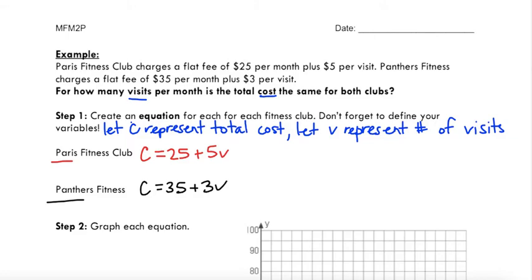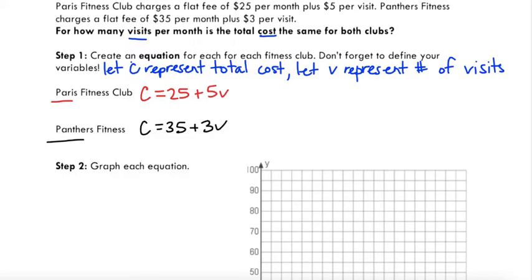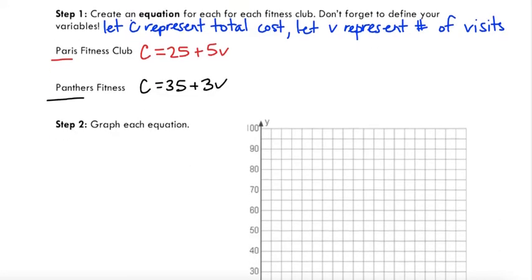So instead of creating a table of values, let's graph this now using our equations. So remember, our equation of a line is y equals mx plus b. So our 5 and our 3 will represent our slope, and our 25 and 35 will represent our b. The m is the number in front of our variable, and the b is the number all by itself.